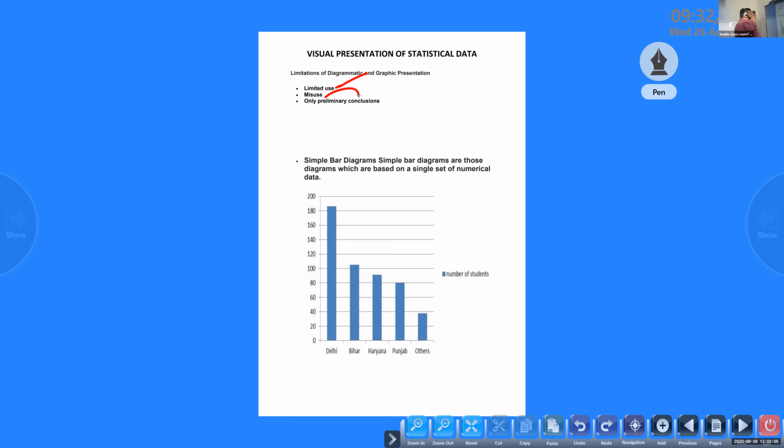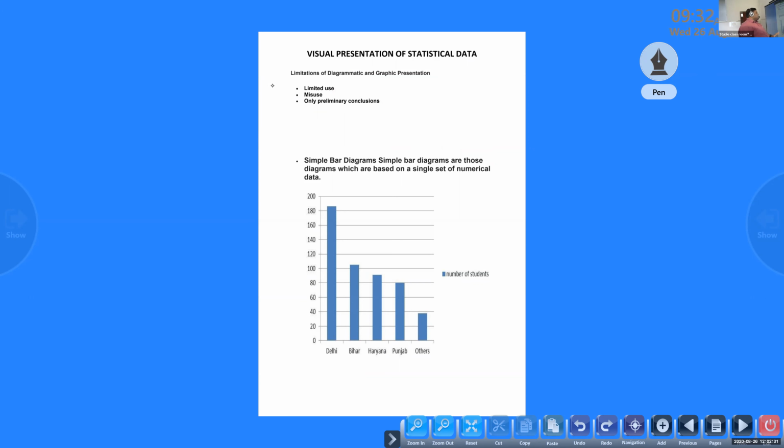Again, the third disadvantage is only preliminary conclusions. The preliminary data, the first-hand information, is what graphical representation always provides to the people observing it. Nothing descriptive here. That is the drawback of graphical presentation.